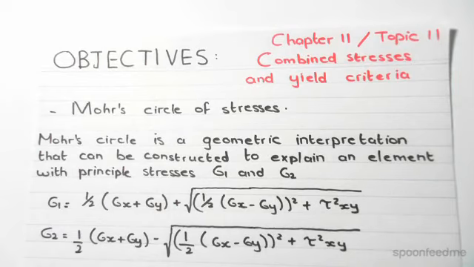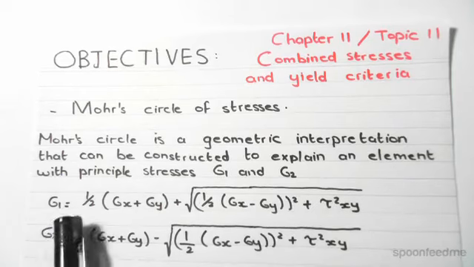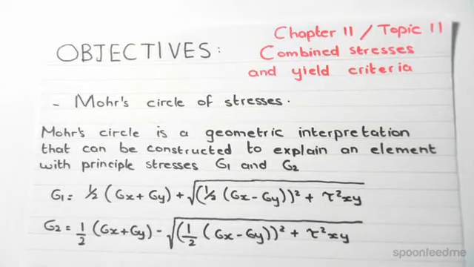σ2. So as we found previously, we have these two principal stresses, and we said principal stresses indicate the maximum and minimum normal stresses, and at these points the shear stress is absolutely 0.